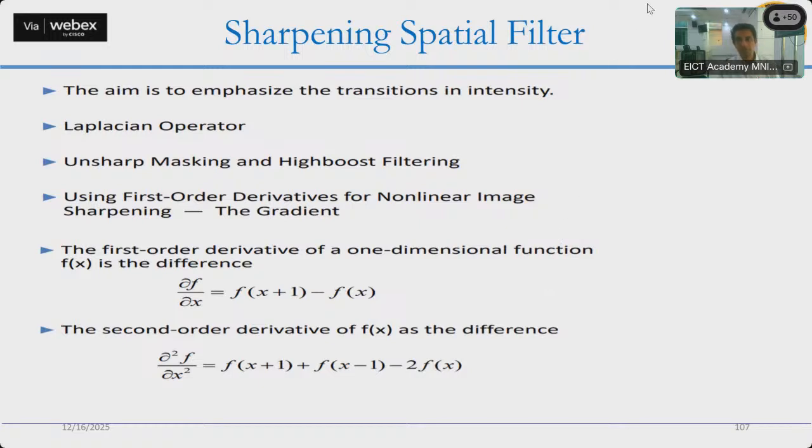What do we mean by sharpening with the spatial filter? How can we make it even better? The aim is basically to emphasize the transitions in intensity. We also use the Laplacian operator for it. We are basically using unsharp masking and high-boost filtering. It uses the first order derivative for image sharpening, given by delta f over delta x equals f(x+1) minus f(x), and regarding the second order derivative, this is this.